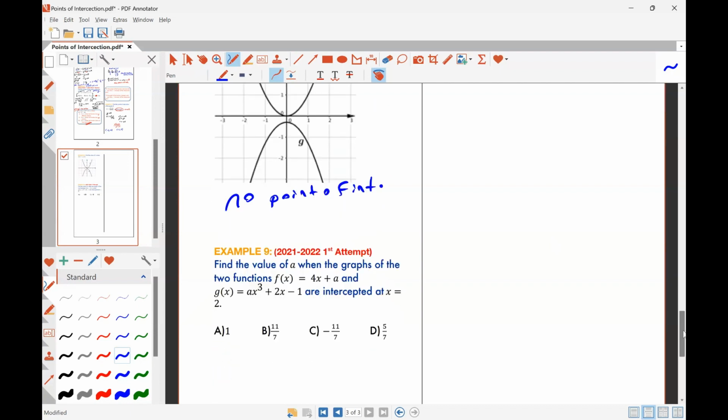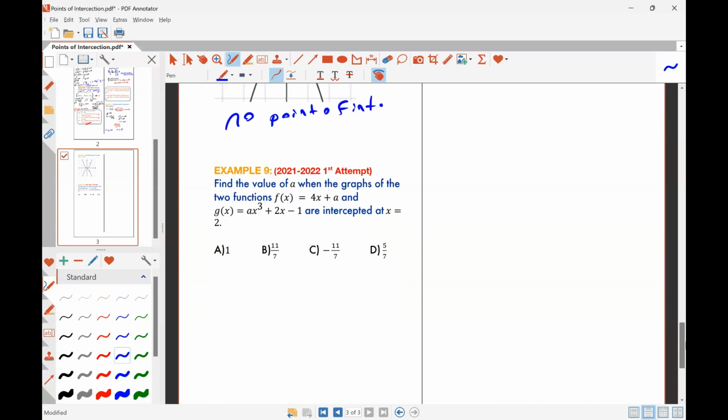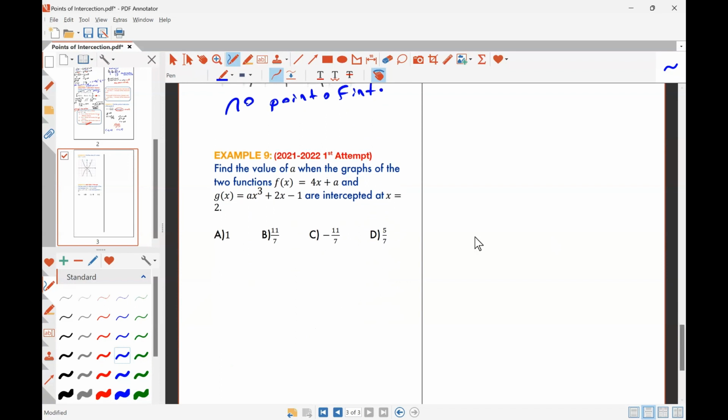And one last question, 2022 first attempt mystery question. It says find the value of a. There's a missing number here. When f of x is equal to g of x at x equals 2. It already gives us the x value where the two graphs are intersecting. We just need to find the unknown. So we know the way.